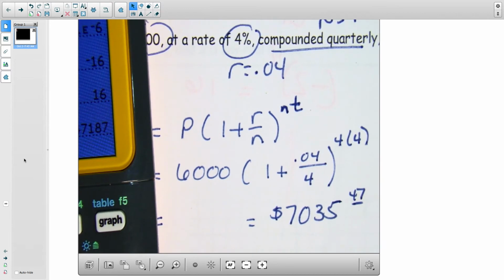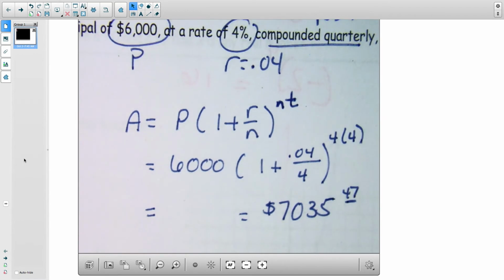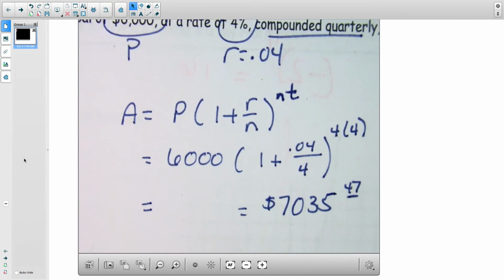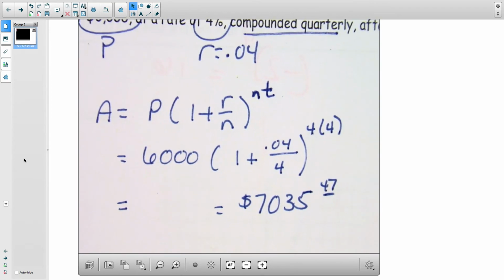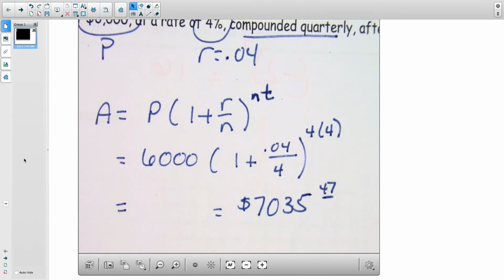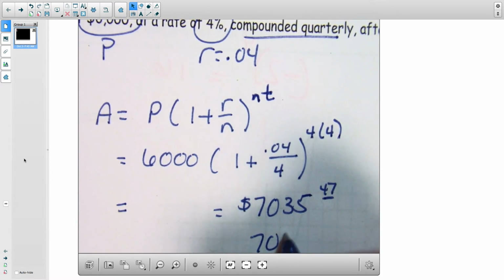Questions there? Now what happens if it's compounded continuously? That's a different formula. Yes, ma'am. Why did you write it like that? Why did I do what? Like write the change like that. Oh, 0.47, just a habit. Oh, but it doesn't have to be like that? Oh, okay.